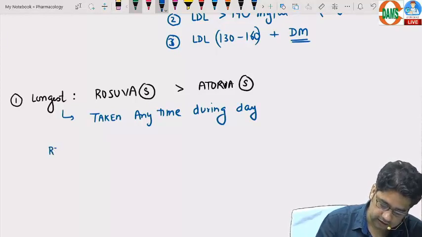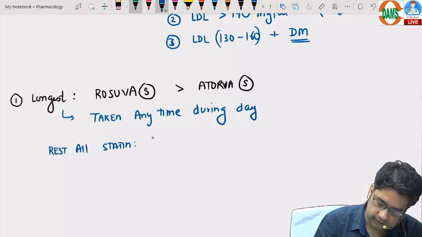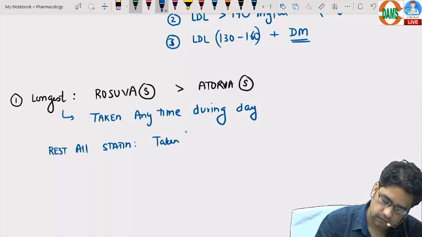Rest all other drugs, they are taken before sleeping.